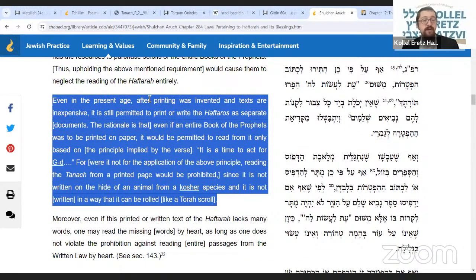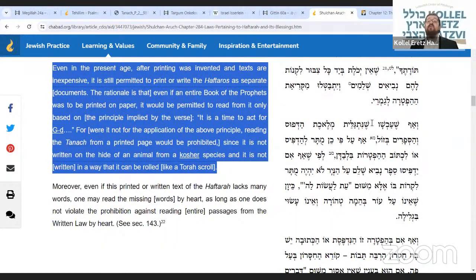Nowadays, in the present age, we have the invention of the printing press. And it's not expensive to buy a book of haftorahs. You don't say you must have the entire Tanakh. There are some places which read from a Tanakh, but the majority of places don't. They read from a book of haftorahs.